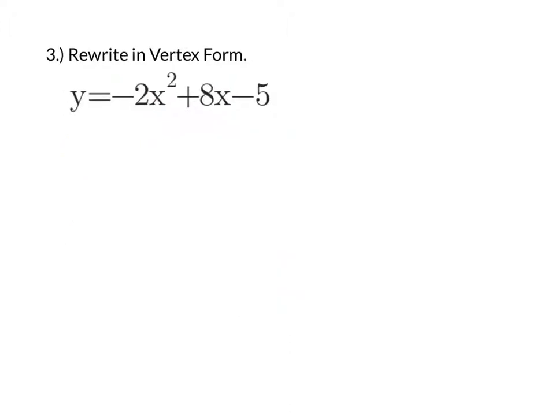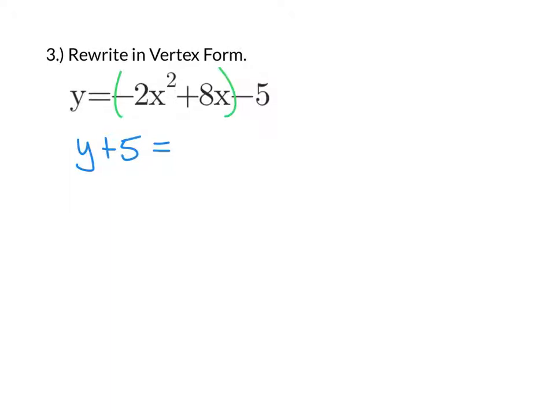Now that problem isn't too difficult when we have a leading coefficient of 1. However, when it changes so that now we have a leading coefficient of -2, we have to take that into consideration. Again, I am going to start by separating out that negative 5 and bringing it over to the other side. So I'll have y plus 5 is equal to.